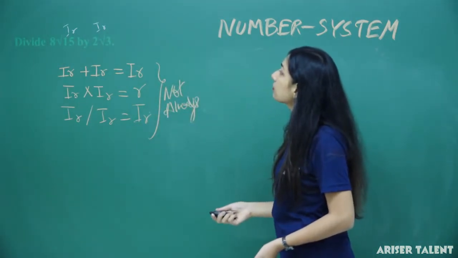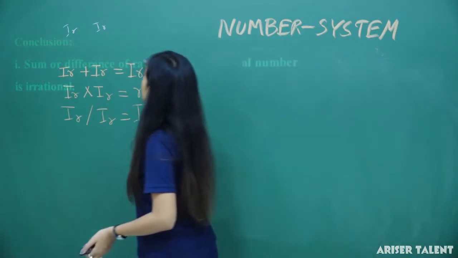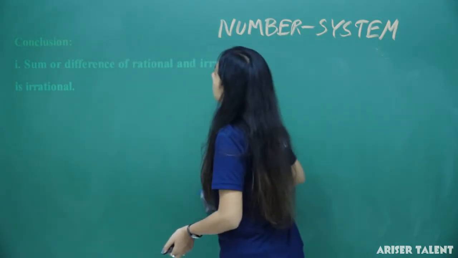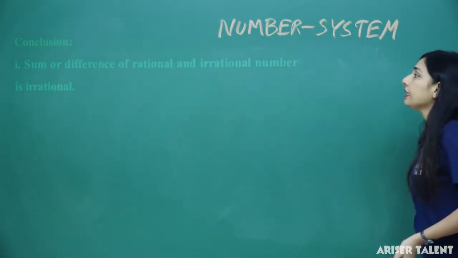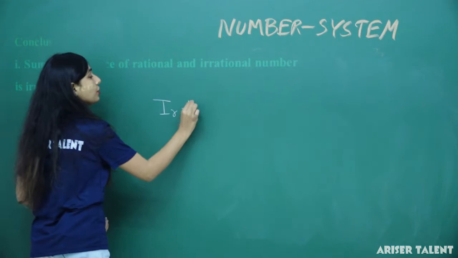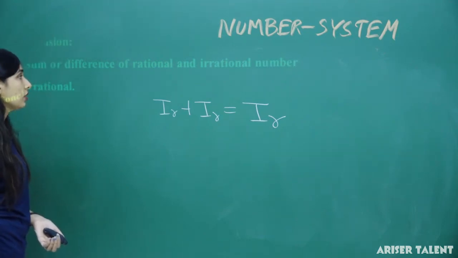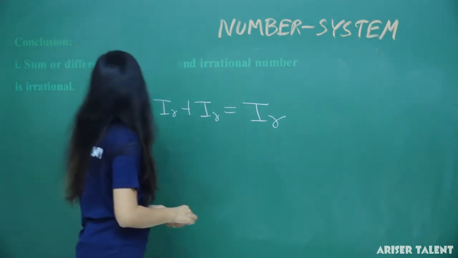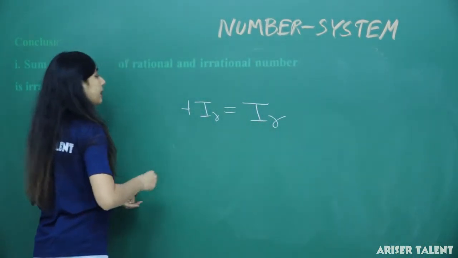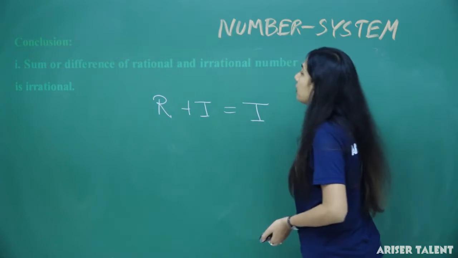Now, okay, what are the conclusions? The first one is: sum or difference of a rational and an irrational number is irrational. Sorry, it is not two irrationals; if I add an irrational number to a rational number, then the outcome will always be irrational.